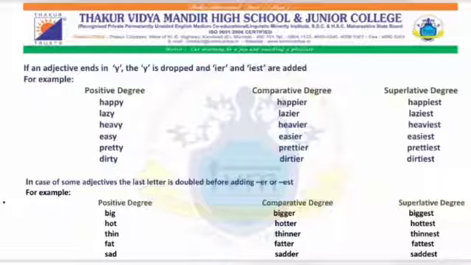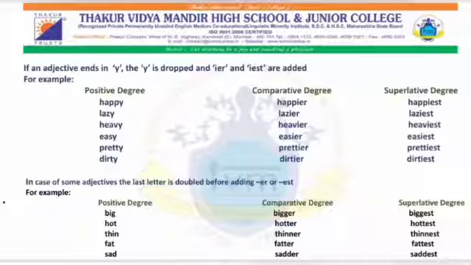Same way, lazy changes to lazier in comparative degree and laziest in superlative degree. Same way, we get heavy, heavier, heaviest, easy, easier, easiest, pretty, prettier, prettiest, dirty, dirtier, dirtiest.